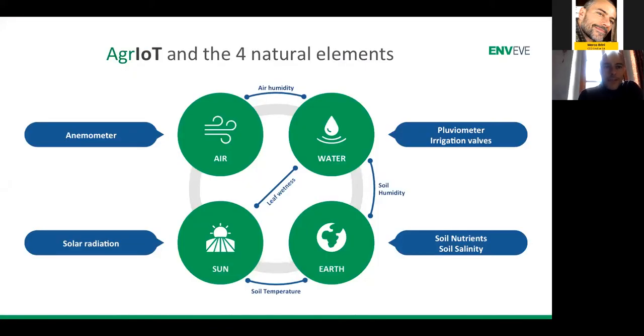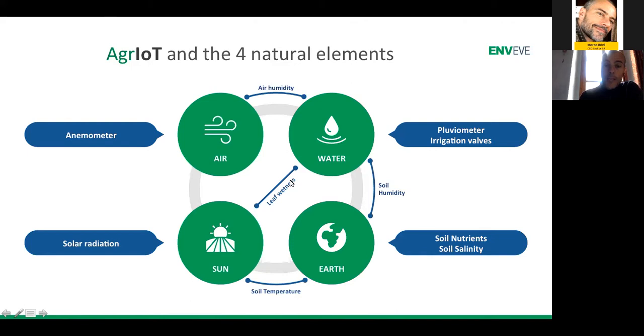This is a nice way to see it: we have these four elements historically, air, water, sun, and earth. And how do we connect the sensors to these four basic elements? So you have specific ones. This is just a trick to memorize: solar radiation sticks specifically to the sun, the anemometer to the movement of the air, the pluviometer and irrigation valves to the water moving, and soil nutrients and salinity to the earth.